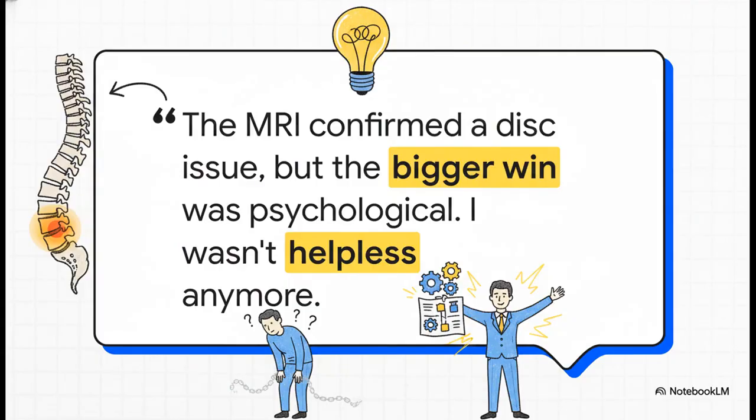This is just so powerful, right? The person in our source material found that even though the MRI did end up confirming a disc problem, the real victory came way earlier. It was that psychological shift from feeling totally helpless to feeling in control because they had a system. That is the real win here.